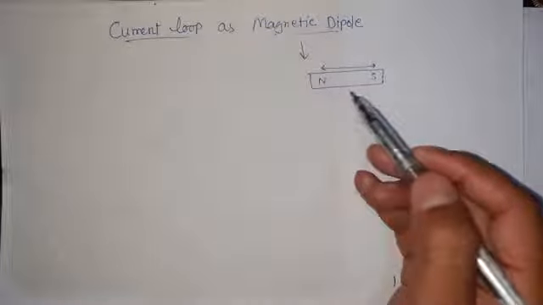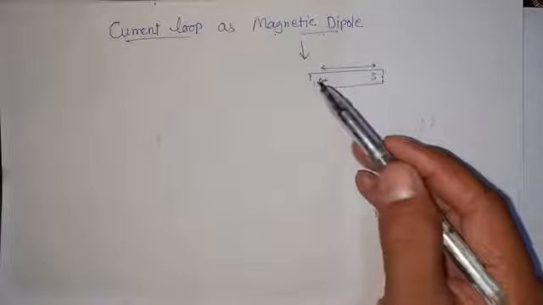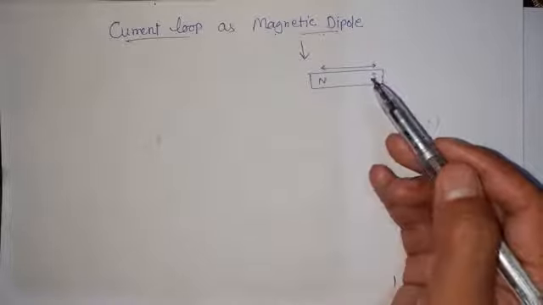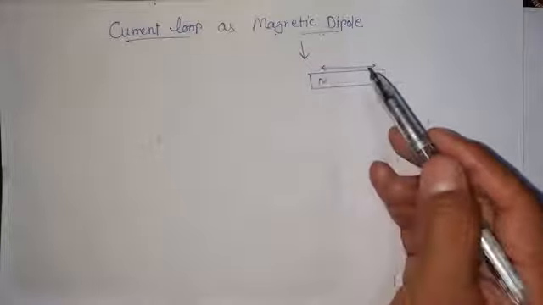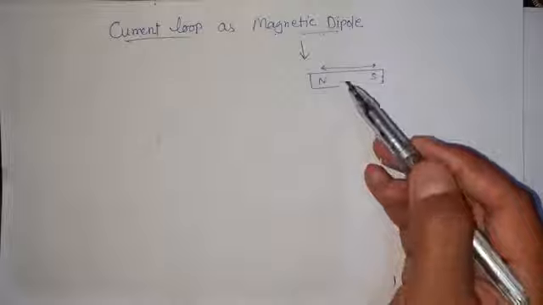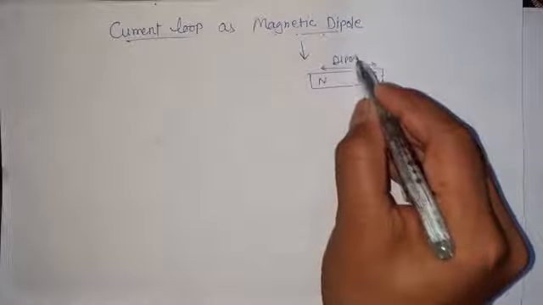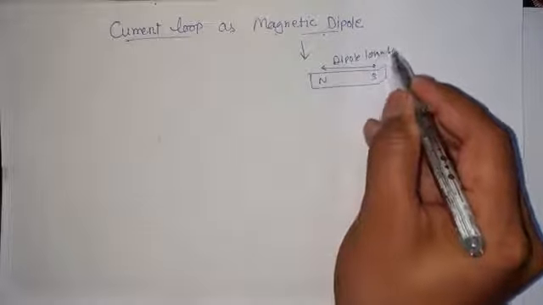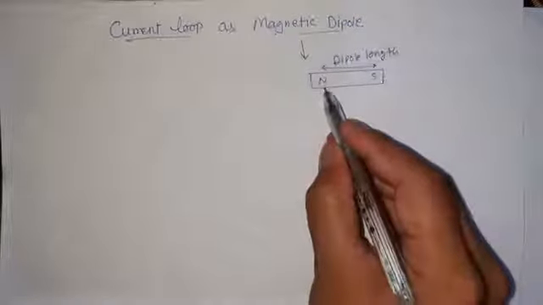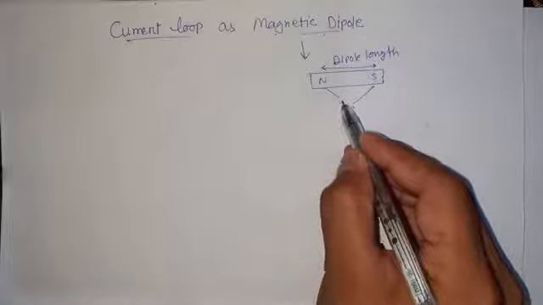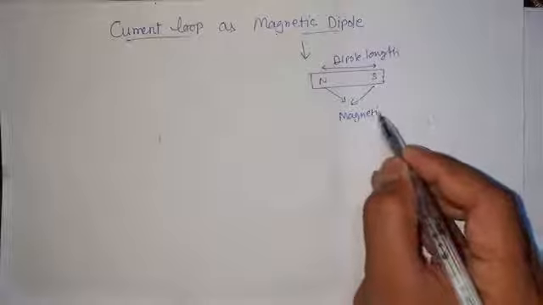As we know, a magnet has two poles: one is the north pole and the other is the south pole. These two poles are separated by a small gap. This gap we are going to call the dipole length, and these two poles are said to be magnetic poles.